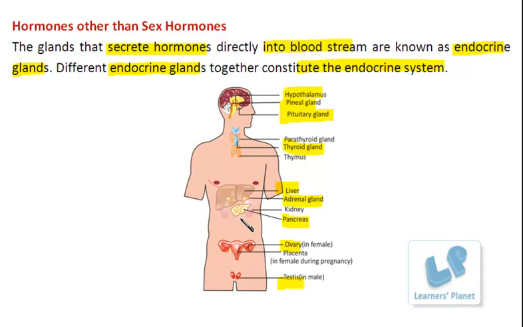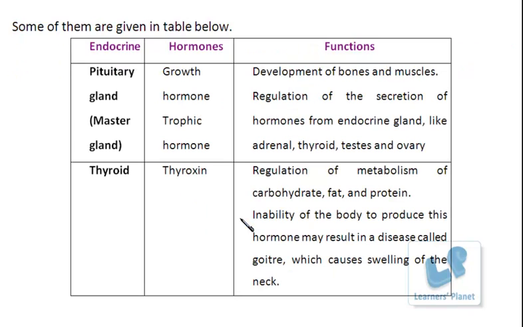Now I will show you one table which summarizes the basic functions of some important glands. One of the important endocrine glands is the pituitary gland. It is also known as the master gland. This is because it secretes specific hormones which control different functions, and along with that it also secretes other hormones which regulate the secretion of hormones from all the different endocrine glands.